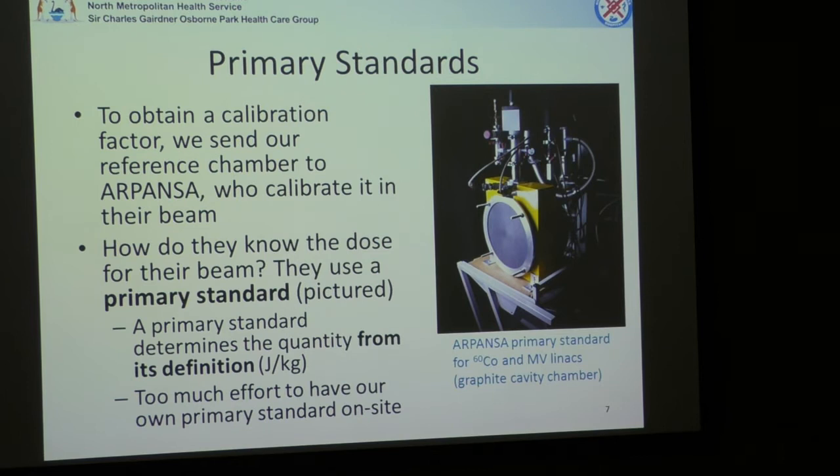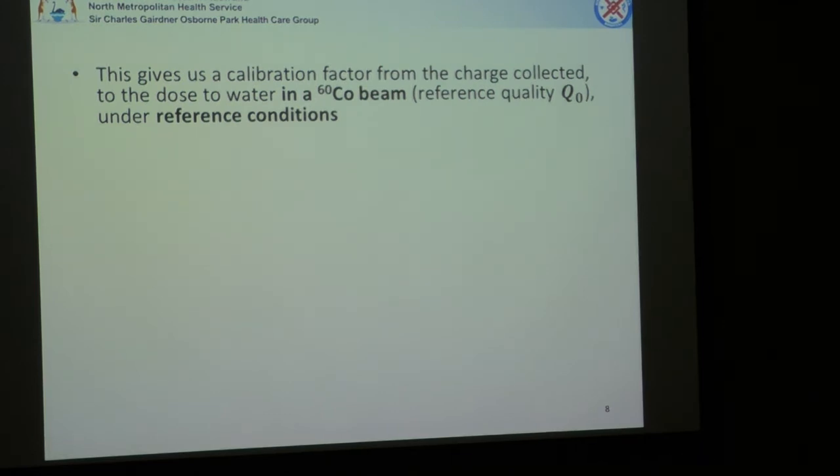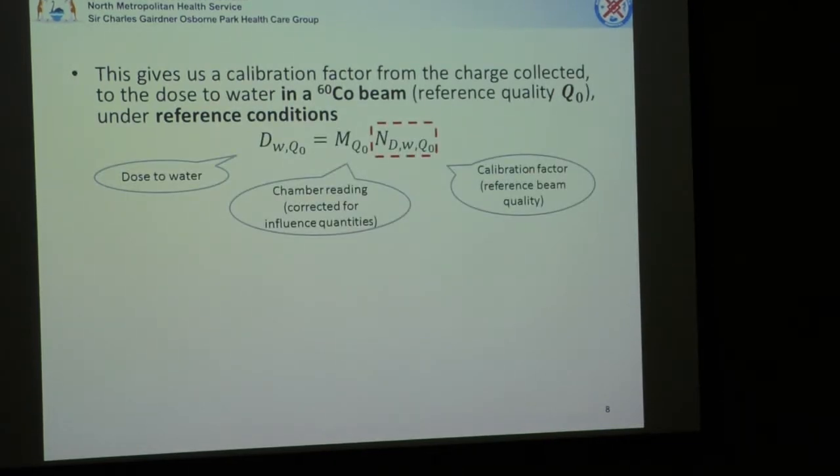I'm stressing that it's their beam because their beam is going to be a different spectrum to what we have clinically, so there's going to be a beam quality dependence. We don't have these on site because it ends up being just too much effort. So we send it to ARPANSA, they calibrate it, and we have a calibration factor which gives us dose to water in a cobalt-60 beam, which is the reference beam that they have, under reference conditions. And this is the basic equation that you'll see for this. When I talk about chamber reading, it's really a corrected reading for influence quantities, but we'll get to that a bit later.